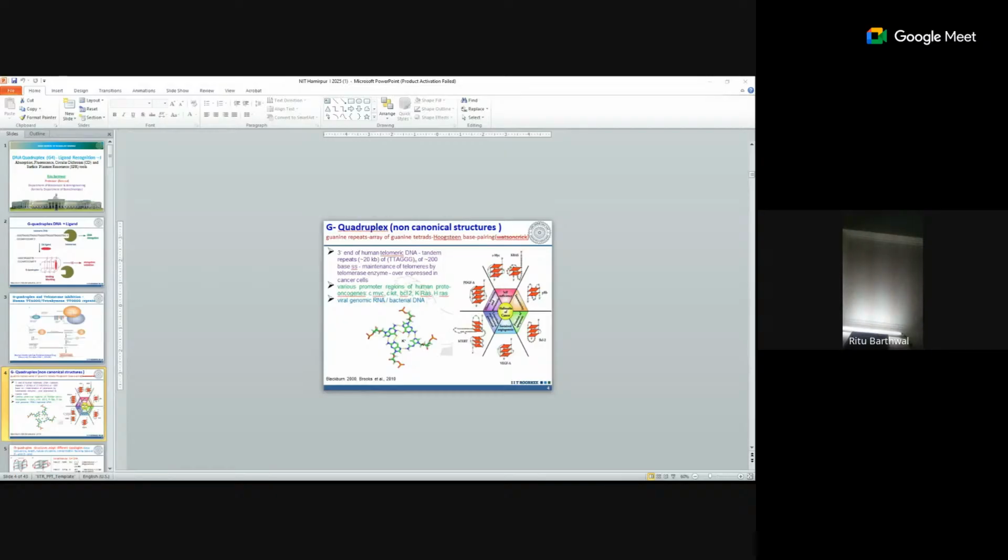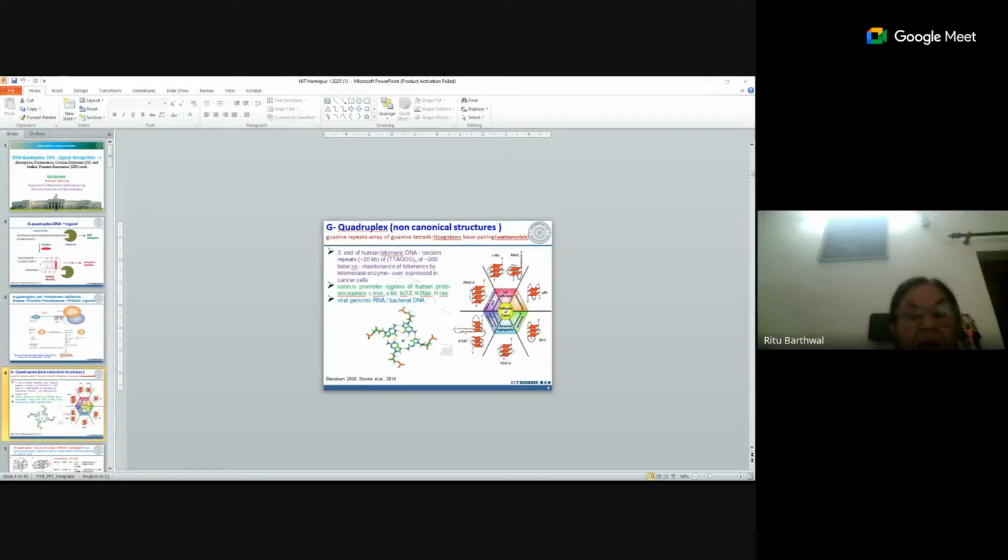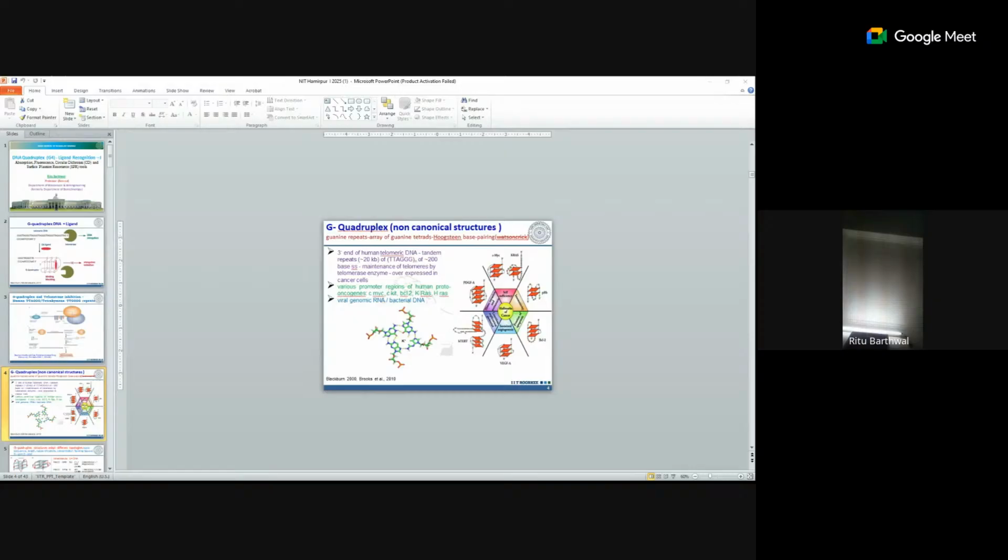In slide 4, you can see what these G quadruplexes are. I just gave you the sequence. What do they look like? So this is how they form. What I'm showing you in this particular picture is what we call unimolecular, which means it's a long sequence which itself is folding.